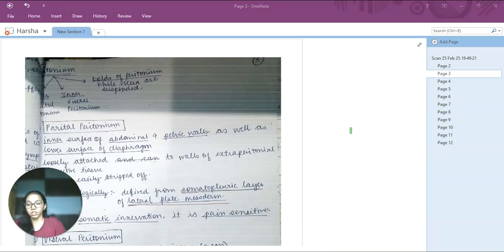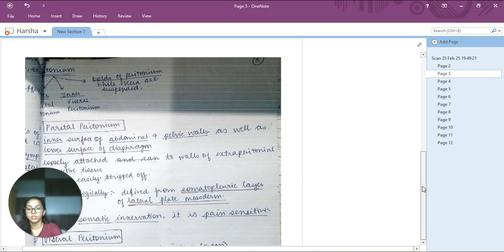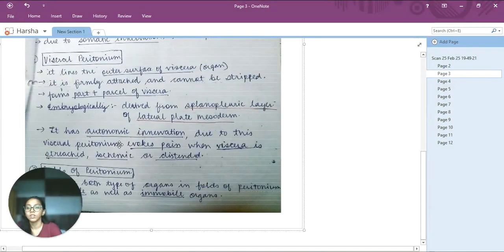Yesterday we have seen about the nine quadrants of the abdomen, then the peritoneal layers, and now we are going to move forward with the folds of peritoneum. Okay, so the folds of peritoneum, which we are going to see over here.